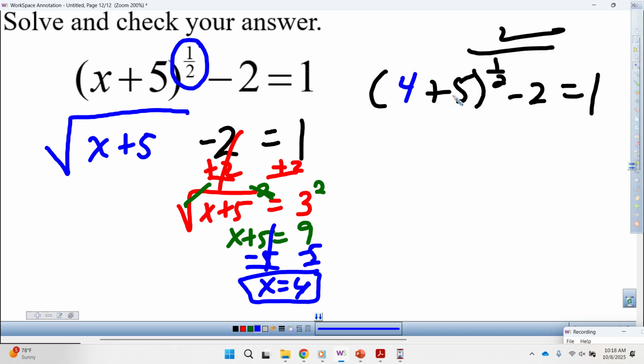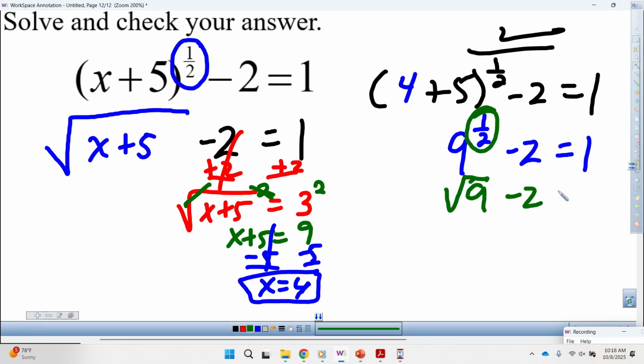So what is 4 plus 5? 9 to the 1/2 minus 2 equals 1. And again, what is this again? Square root of 9 minus 2 equals 1. What is square root of 9? 3 minus 2 equals 1. Is that correct? Yes.